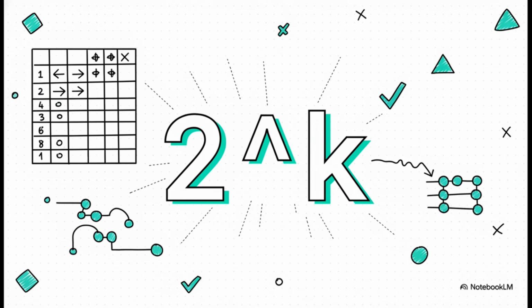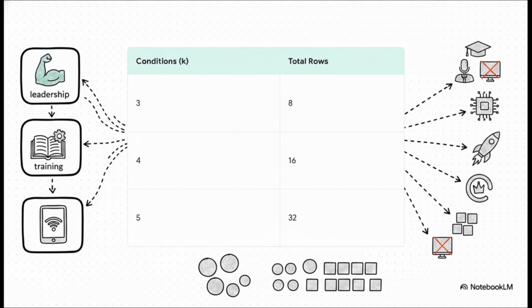Now, the golden mathematical rule for actually building that truth table is just incredibly elegant. The formula? It's simply 2 to the power of k. If k represents the total number of causal conditions you're throwing into your study, your truth table is going to automatically generate 2 to the power of k rows. Let's break down exactly how that scales. If you've got 3 conditions, let's say leadership, training, and digital readiness, you're going to have 8 possible combinations. That's 8 rows. Bump that up to 4 conditions and it jumps to 16 combinations. 5 conditions? Now you're looking at 32.